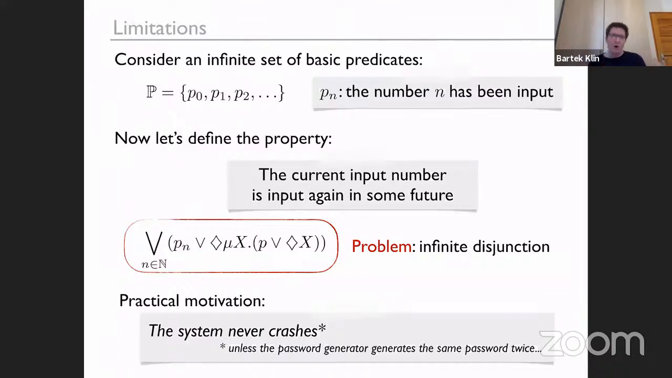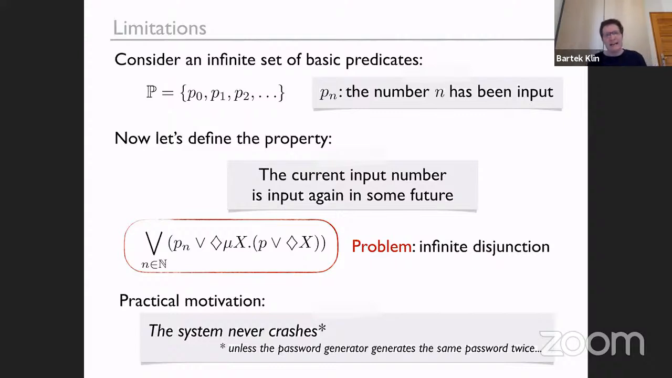because we might want to conceivably model in a practical setting, to model and verify and check properties of systems that say involve password generators or nonce generators. Passwords are things that can be compared for equality. And then we might say that the system never crashes, well, unless, there's a caveat here, unless the password generator generates the same password twice.